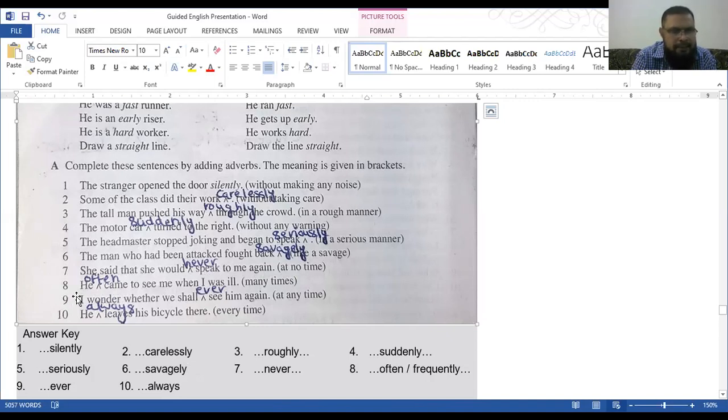Number eight, he came to see me when I was ill many times. He often or frequently came to see me. Number nine, I wonder whether we shall see him again at any time, ever. I wonder whether we shall ever see him again. Number 10, he leaves his bicycle there every time. He always leaves his bicycle. So this is the end of exercise A.